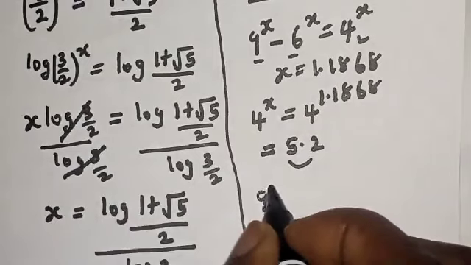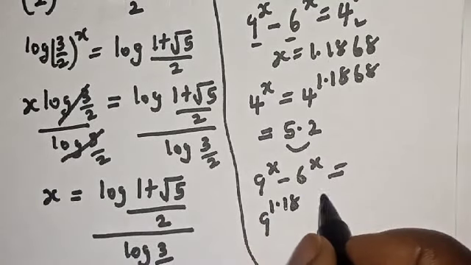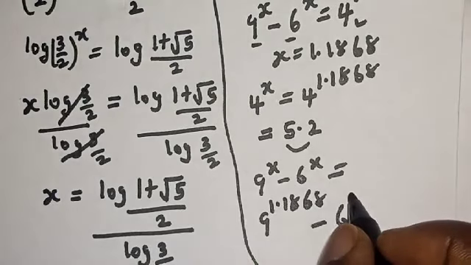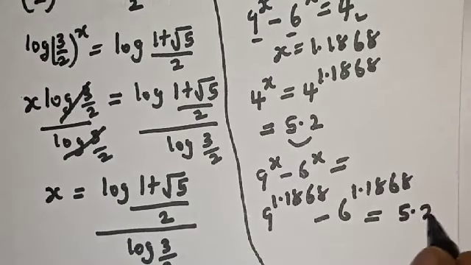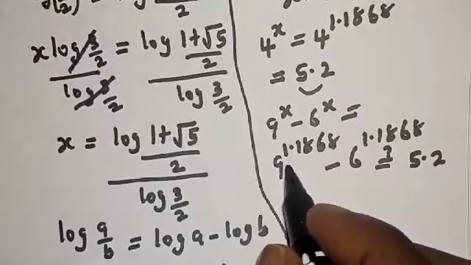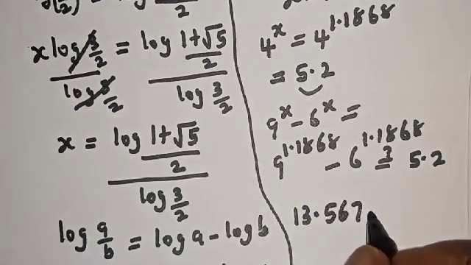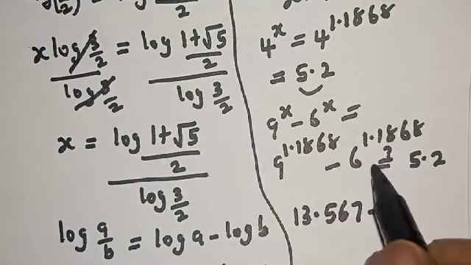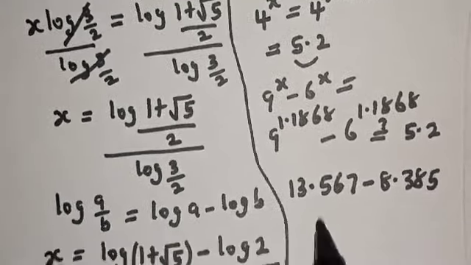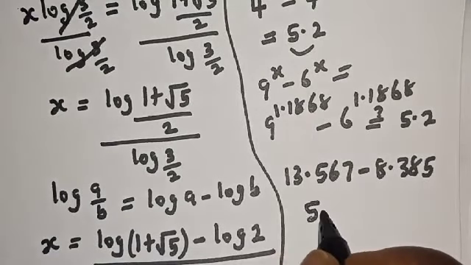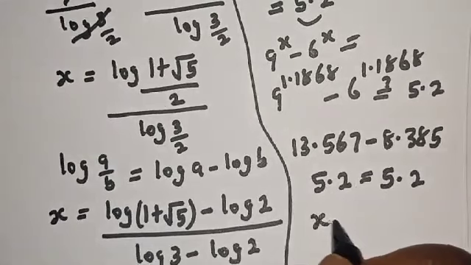Then let's work with this again. We have 9 raised to the power x minus 6 raised to the power x. This is equal to 9 raised to the power 1.1868 minus 6 raised to the power 1.1868 must be equal to 5.2. Then 9 raised to the power 1.1868, this is 13.567 minus 6 raised to the power 1.1868, this is 8.385. Now let's subtract. If you subtract this from this, we have 5.2, which is equal to 5.2, which satisfies the given equation at x is equal to 1.1868.